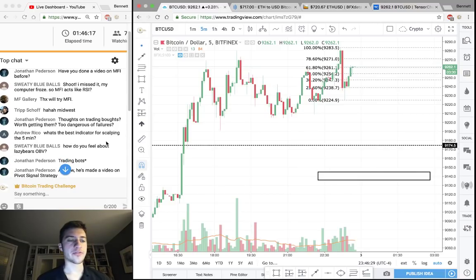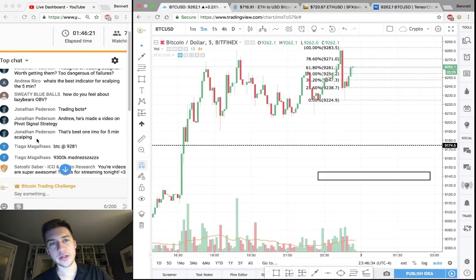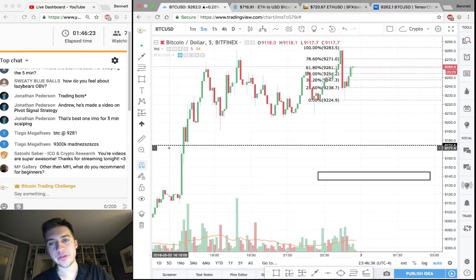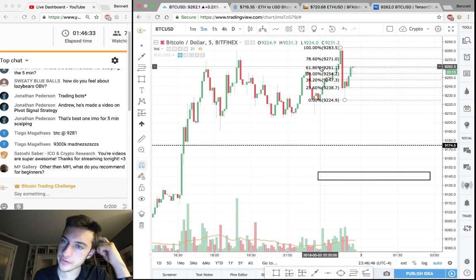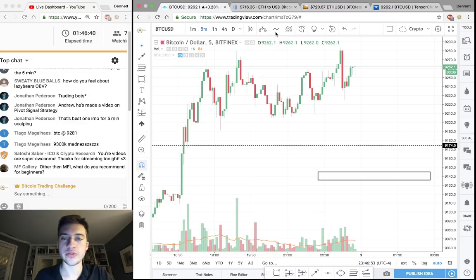What's the best indicator for scalping the 5 minute? That's what someone asked and I never answered. If you want to scalp the 5 minute, I would say, first of all, you probably just want to trade major USD coins like BTCUSD, Bitcoin Cash, Ethereum. You could try to trade altcoins, but if you trade GDAX, you can trade with no fees using limit orders.